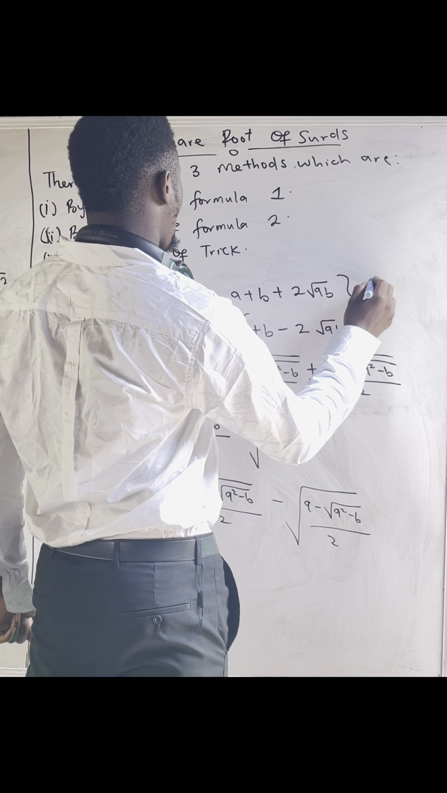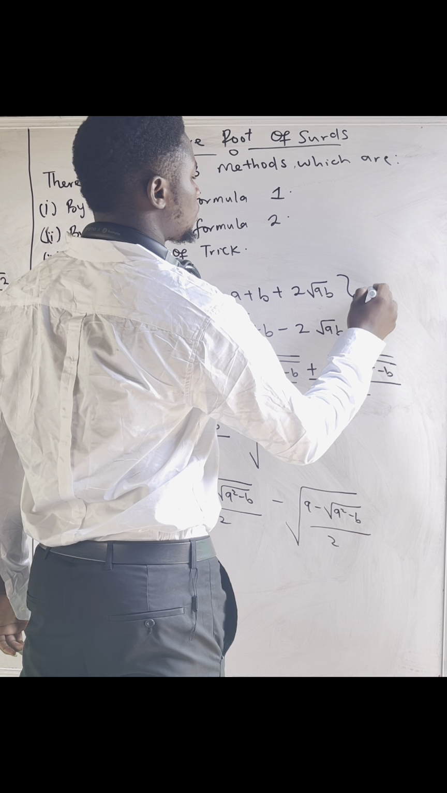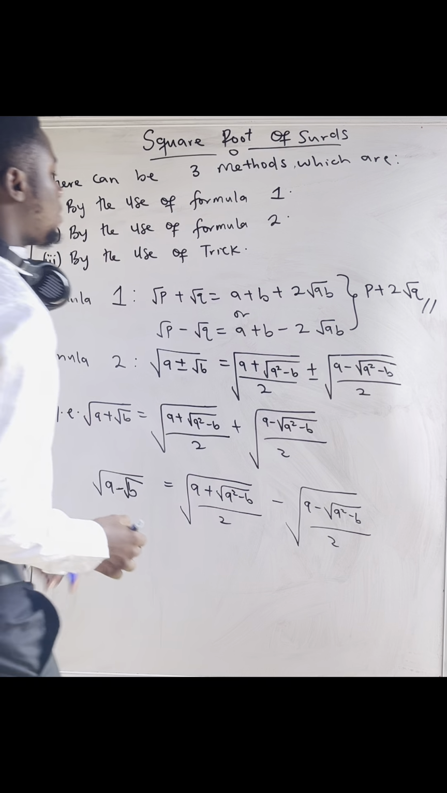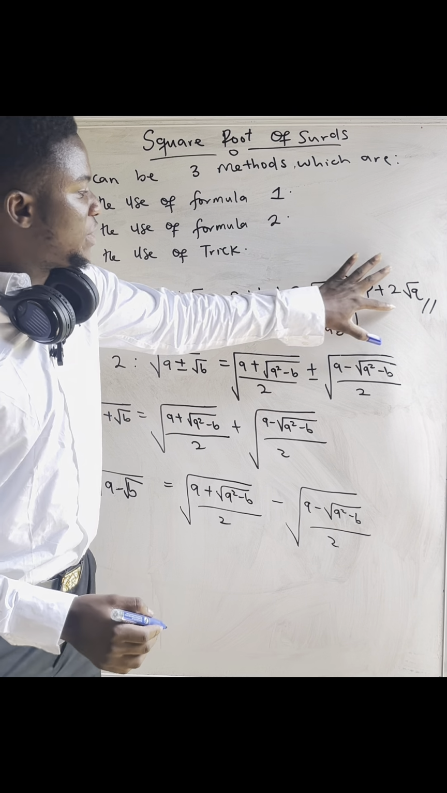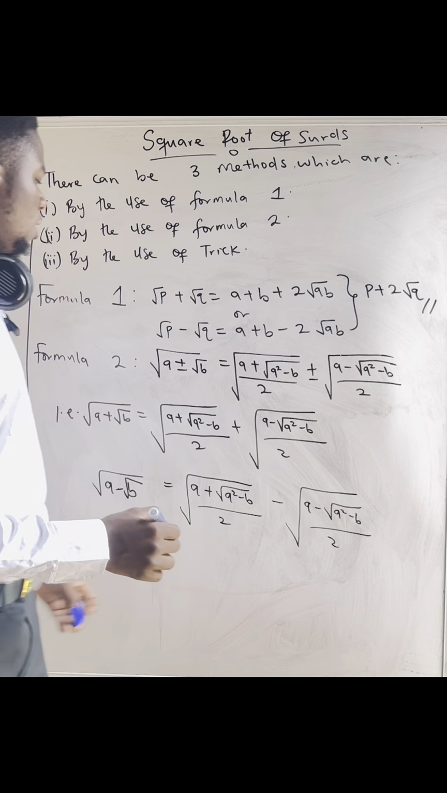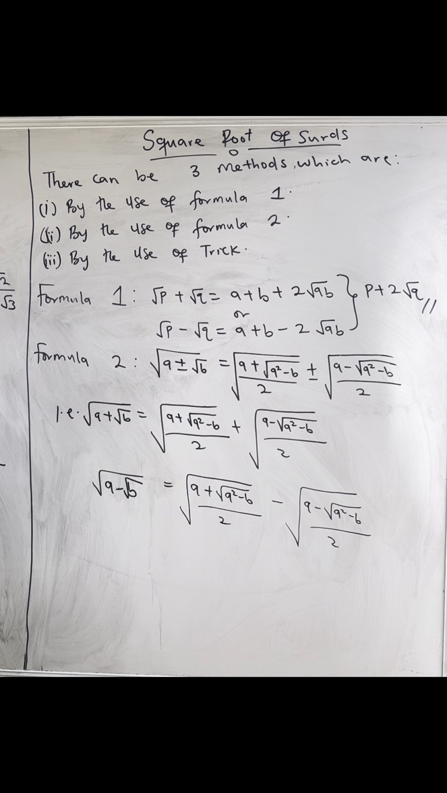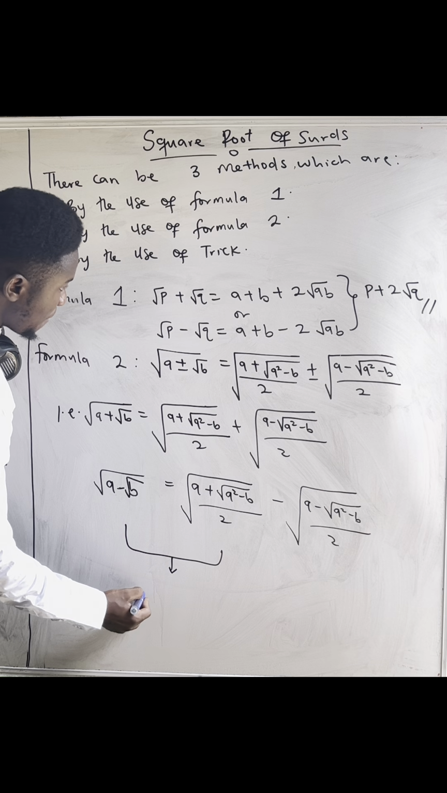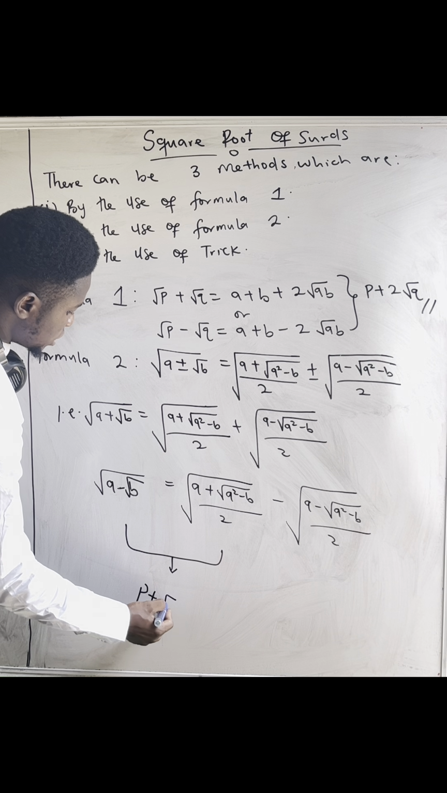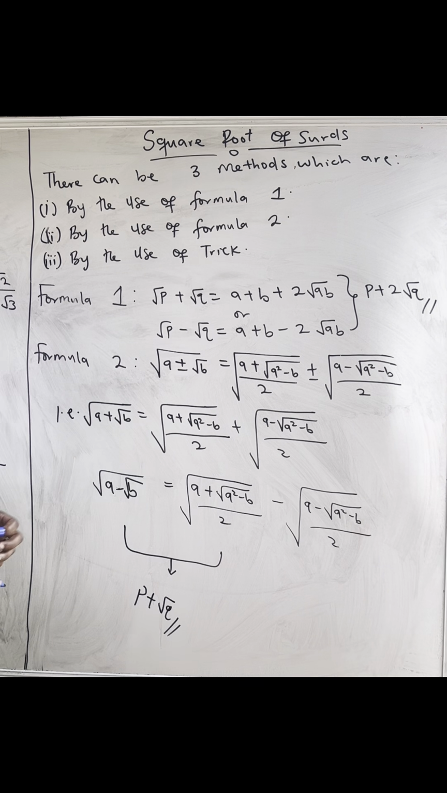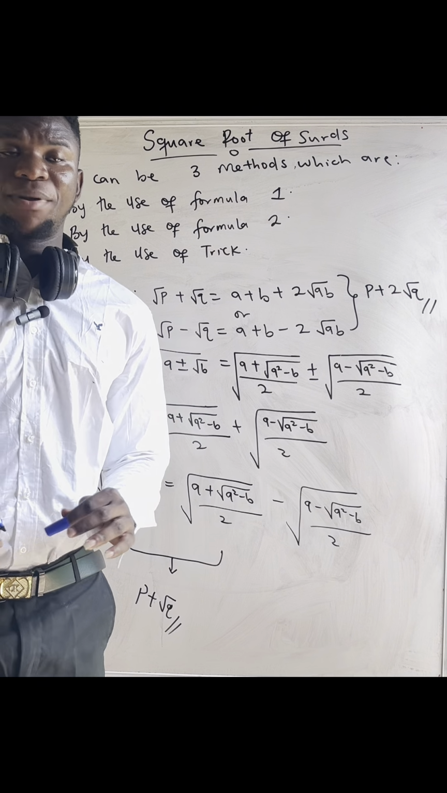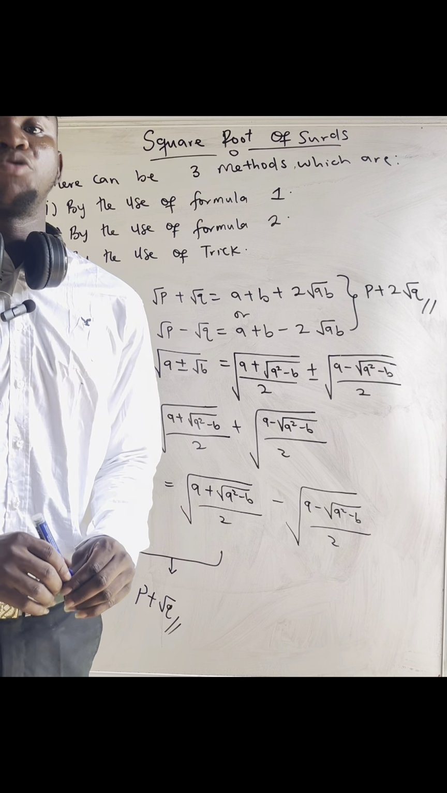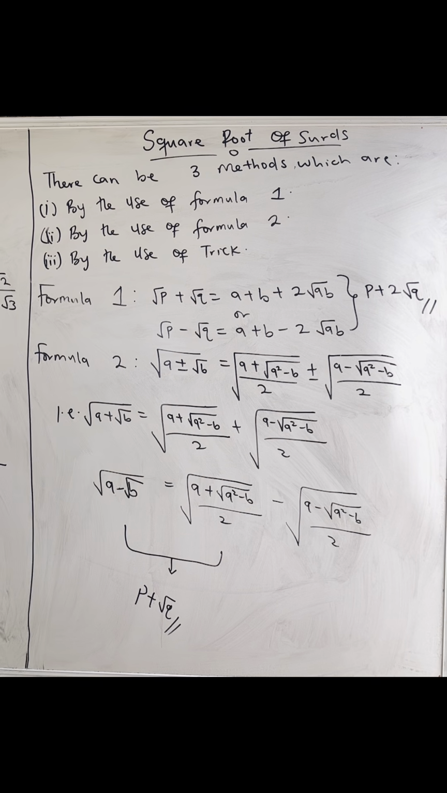Now, what you have to notice is that this formula 1 works for surds that are in the form of p plus 2 root q. This formula 1 works for the sums that are in the form of something plus 2 root something. But this formula 2 works for the surds that are in the form of p plus root q. So now let us see how to apply formula 1 and formula 2 in solving questions and how to use the trick in solving these questions.